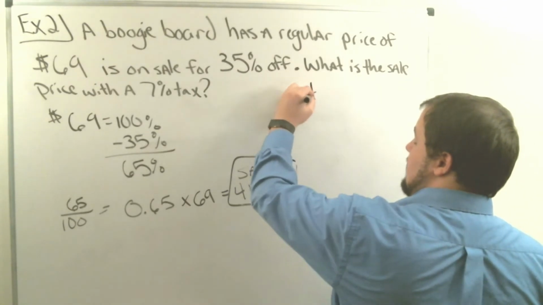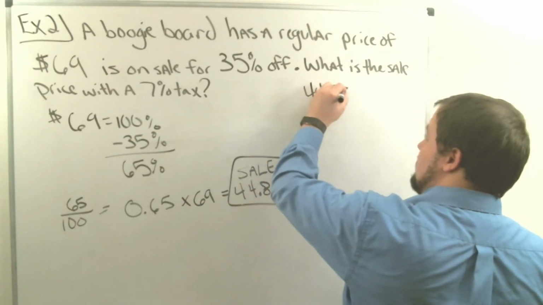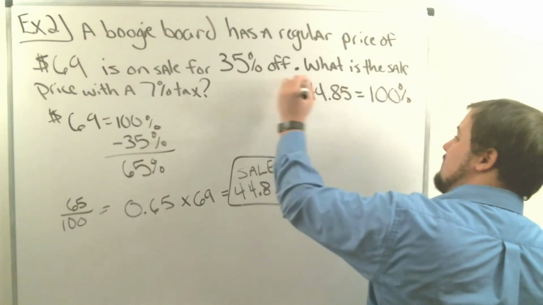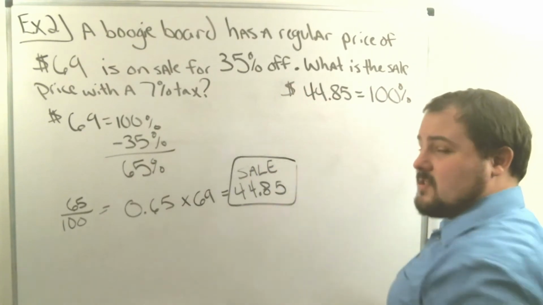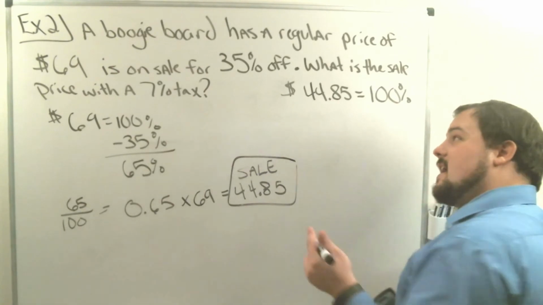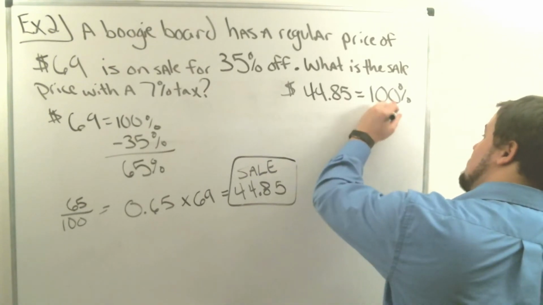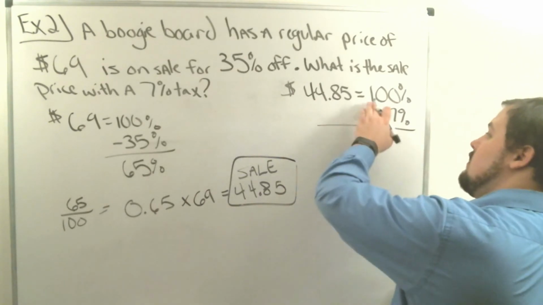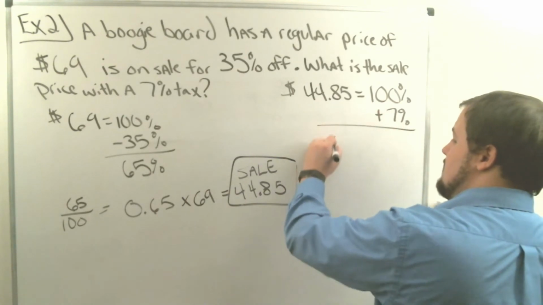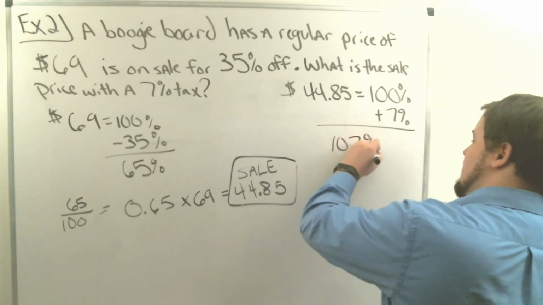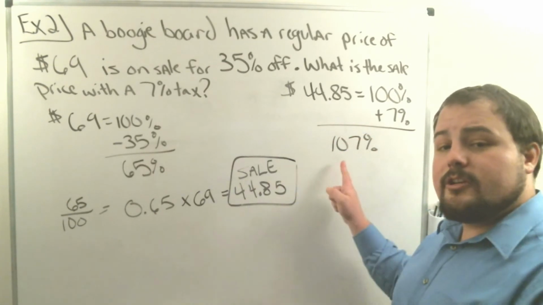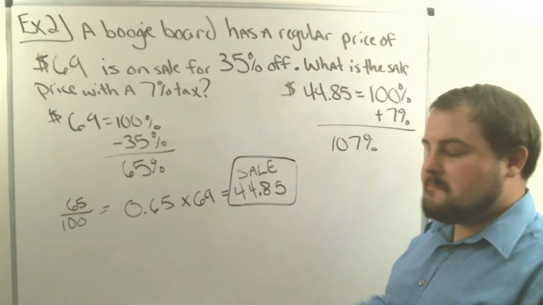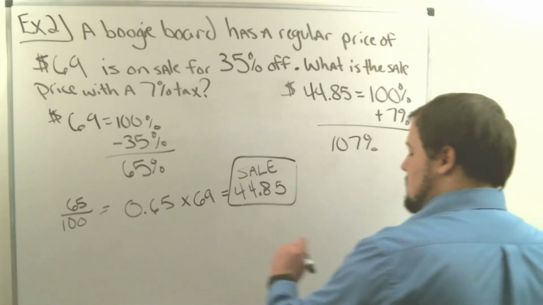So what we do is we say that $44.85 now represents the new 100%, because this is how much it's actually going to cost us. And we're going to add a 7% tax, so we're going to add 7%, because tax is added to the cost. Well, 100% plus 7% is 107%. So we're going to pay 107% of the sale price. So we need to change that to a decimal.